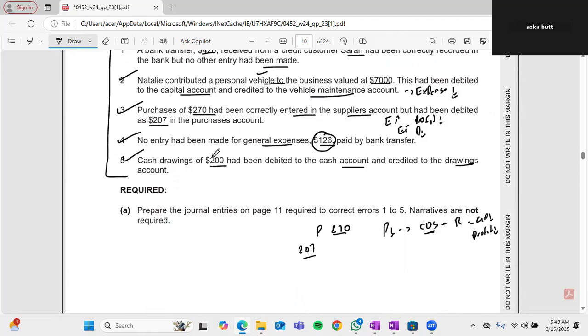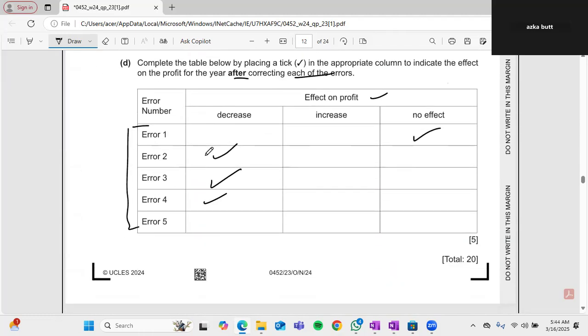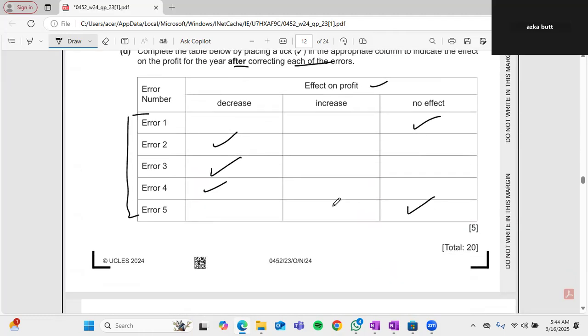Expense 5, cash drawings of 200 had been debited to expenses. Okay, so this is about cash and drawings. Drawings are also part of the statement of financial position, and cash is also part of the statement of financial position under the current assets. That's why there is no effect on the profit. Okay.